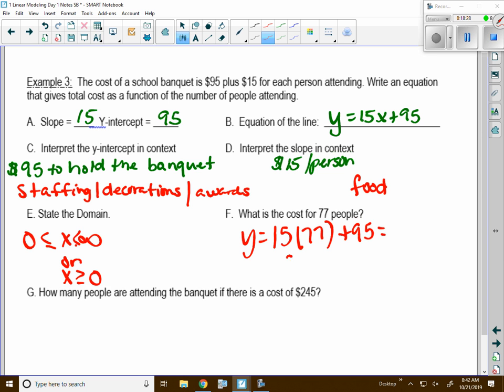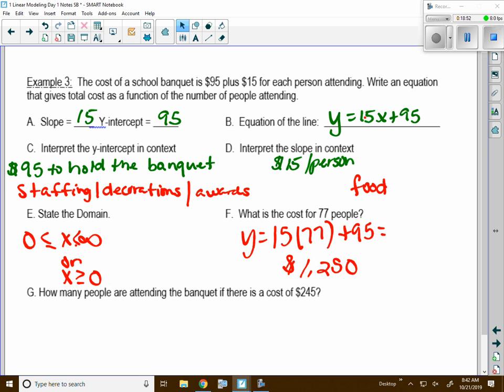All right, that would be $1,250. So to do that question, you have to know which variable is people. Well, if you think about it, it's $15 per person. That's how we know that x is the number of people and y is the cost. All right, last part of this one.